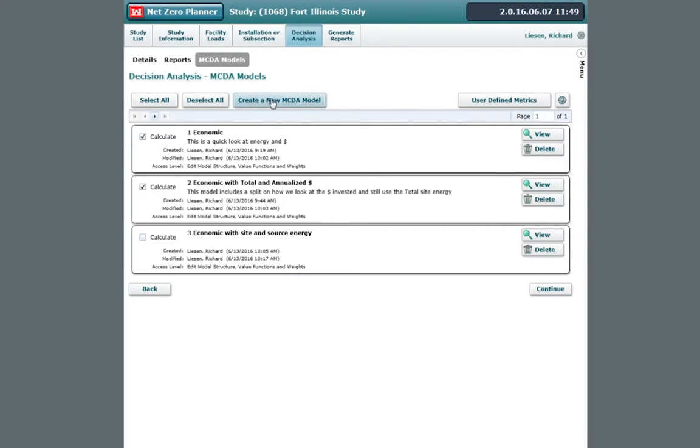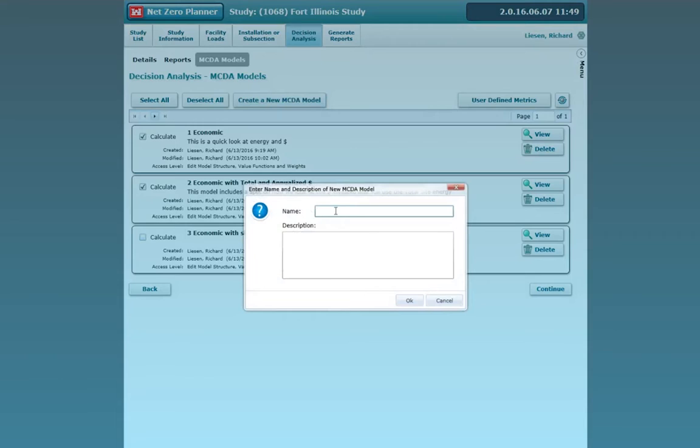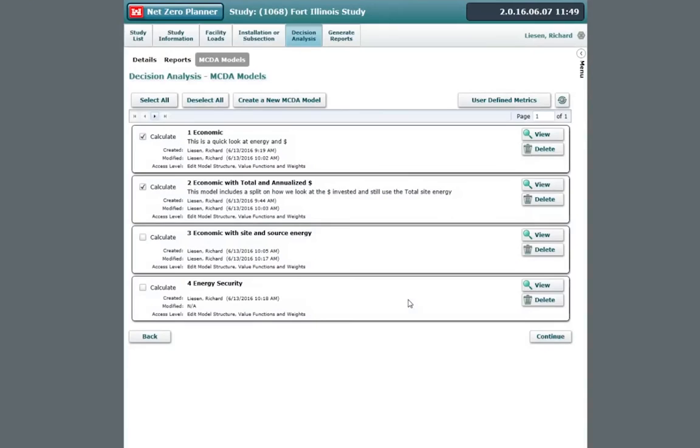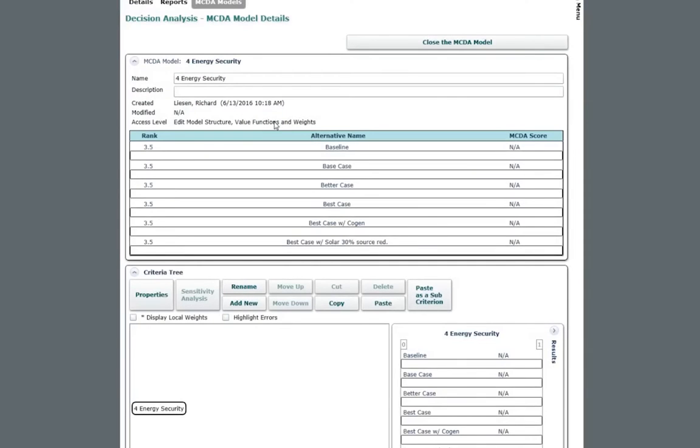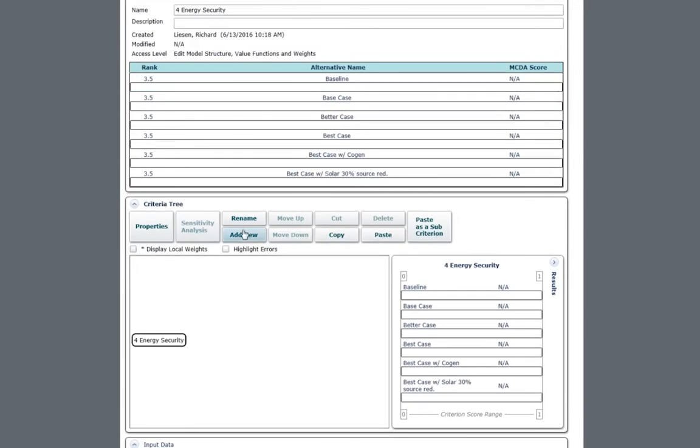So we want to create a new model. We're going to call this energy security, and create that one. At this point, I'd love to be able to copy that, even myself, but the answer is no. So we're going to go in here, start at the top of our tree, and start adding branches.